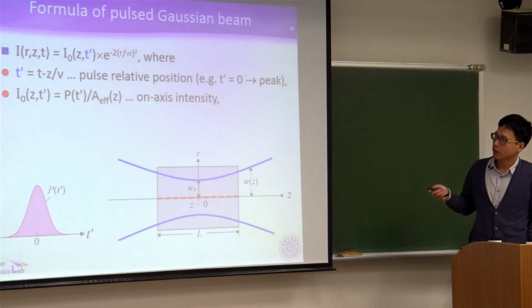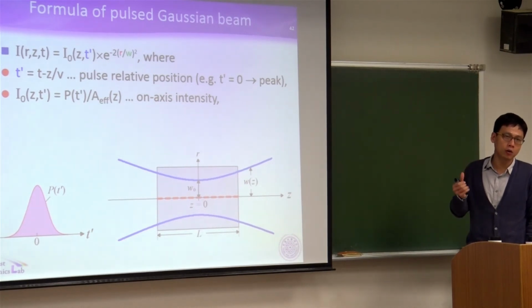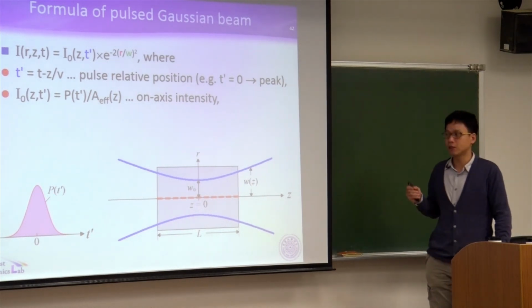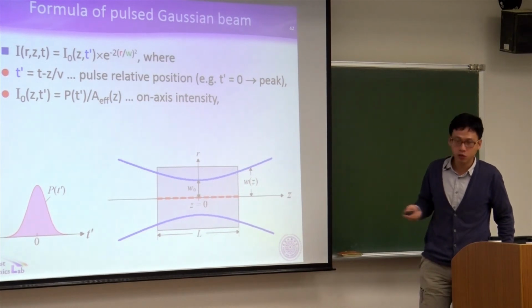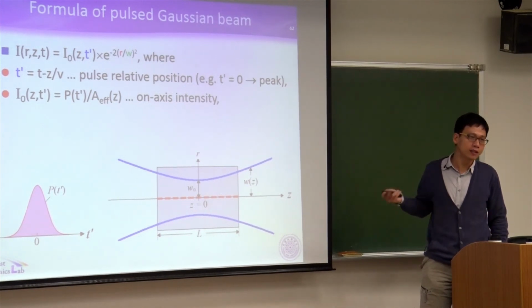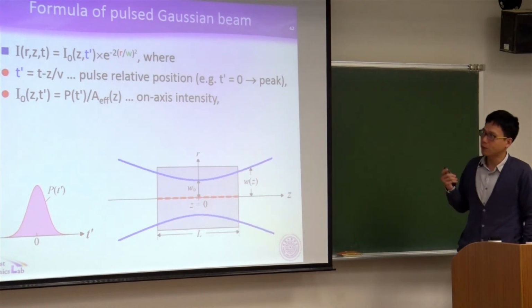I0, as I mentioned, is the on-axis light intensity, so it is equal to the power distribution of the pulse divided by the beam cross-sectional area. Power divided by area is intensity. The power is described by P of t prime, so P of t prime can specify the pulse shape. Like this case, it's close to a Gaussian shape. But in reality, you can specify P of t prime as a triangular shape or square shape, whatever.